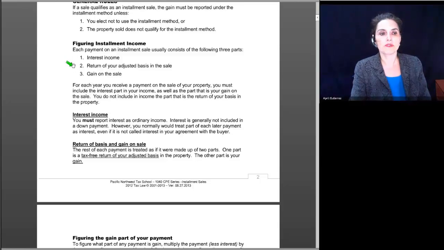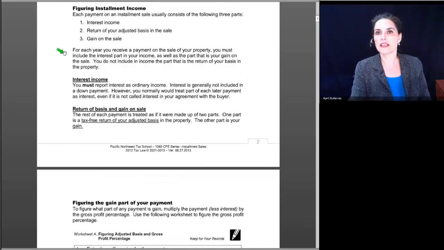And then there is also a component that is a return of your adjusted basis, or your cost in the item that has been sold. And then finally, there is the profit from the sale, and part of each payment is going to be allocable to basis, and part of each payment is going to be allocable to profit. For each year that you receive a payment on the sale of your property, you must include the interest part in your income, as well as the part that is your gain on the sale. You do not include in income the part that is a return of your basis in the property. So we have the interest component up here, and then we have a second component that includes both the return of basis and the gain on the sale.